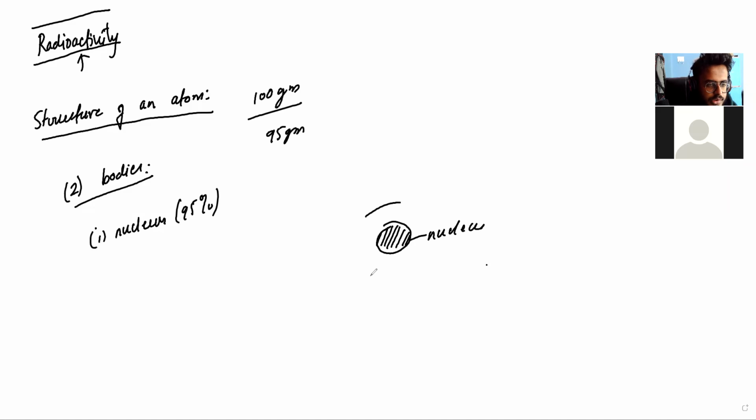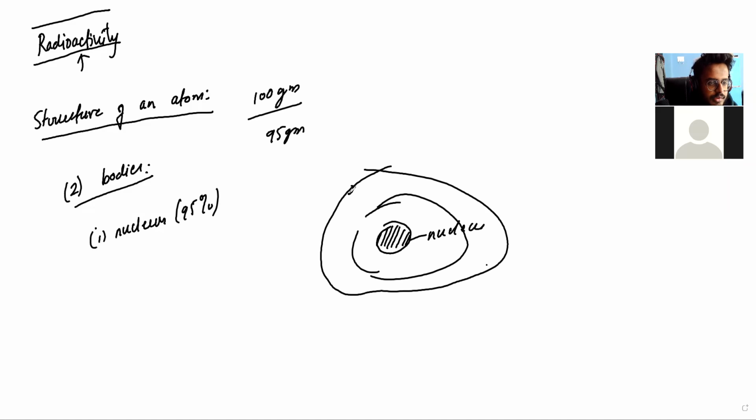Then around the nucleus, in orbits, we have electrons revolving. For your standard, class 10, we study that electrons revolve around the nucleus in orbits, right? And these constitute only about 5% of the total atomic mass or volume, whatever it is. So in an atom, there are two regions where you can find mass. The first one is the nucleus, the central mass that has around 95% of the total mass of an atom. And the second one is the electrons that revolve around the nucleus.